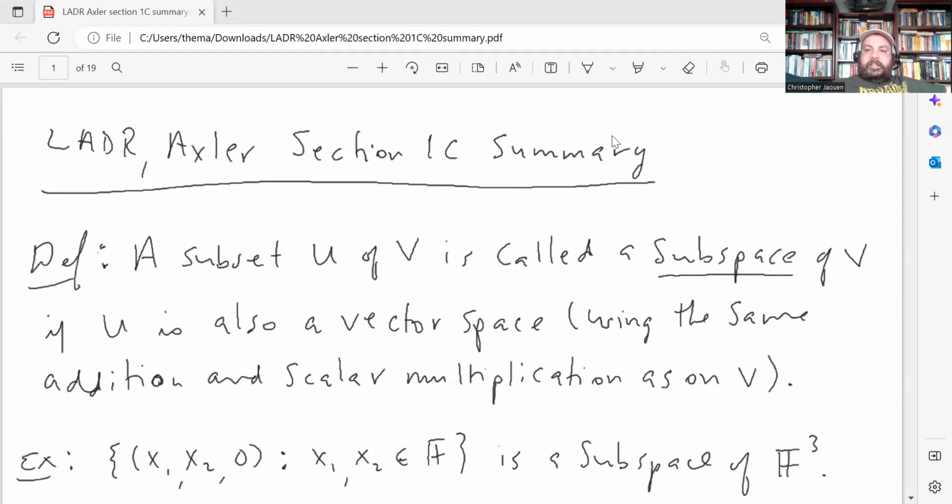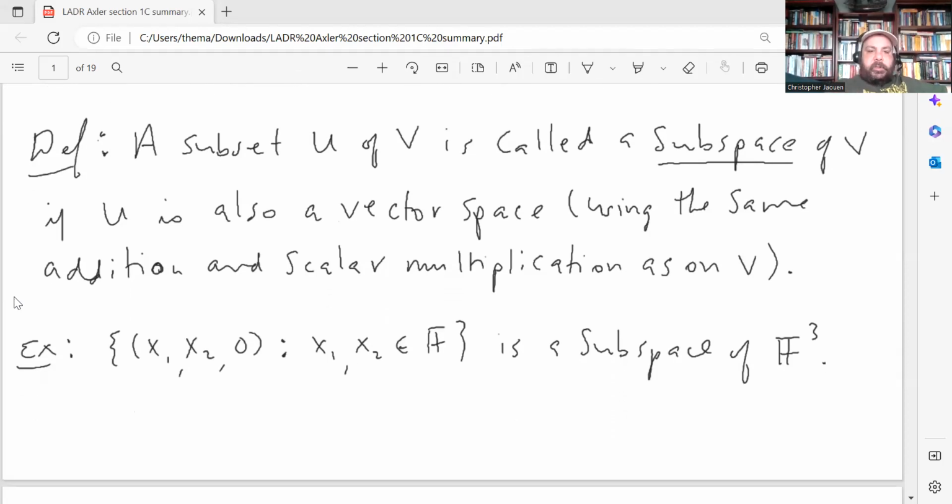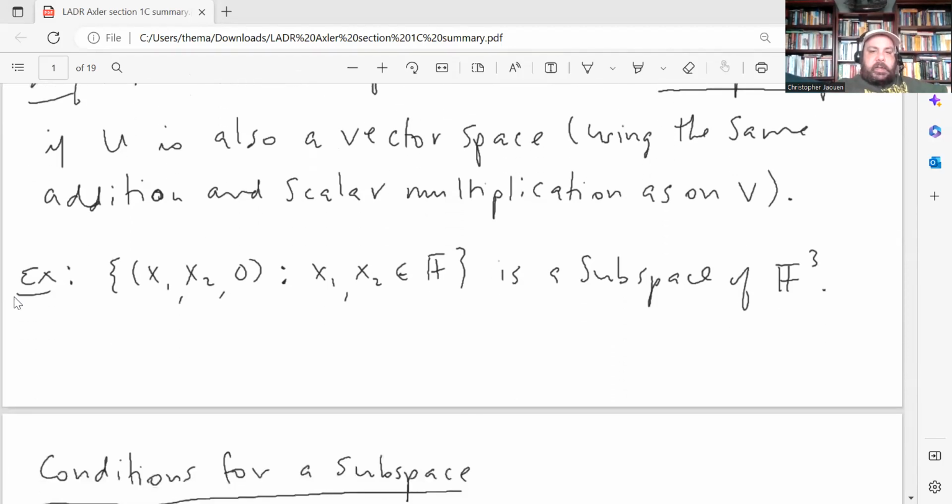So oddly enough, we start with the definition of a subspace. All right, so here's the definition. A subset U of V, where here V is understood to be a vector space, is called a subspace of V if U is also a vector space using the same addition and scalar multiplication as on V. And he gives us a simple example of a subspace here.